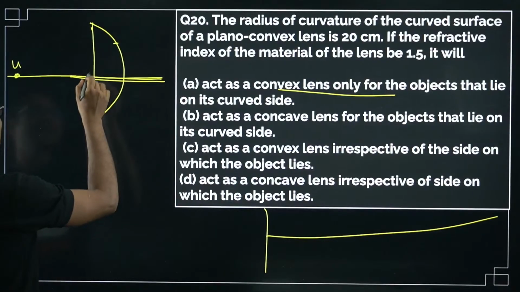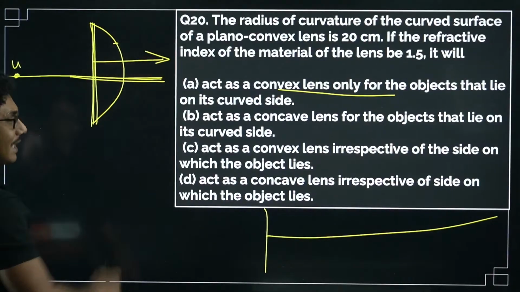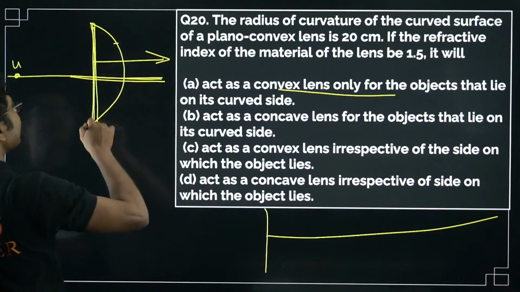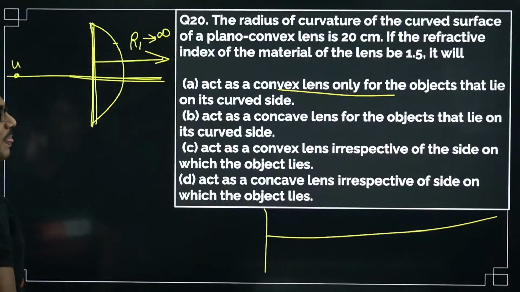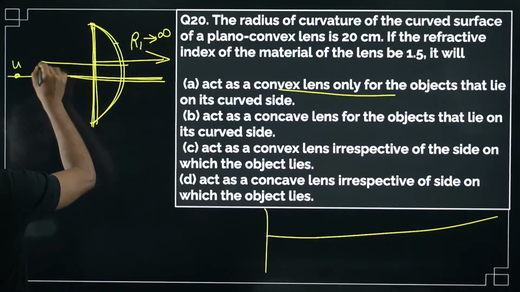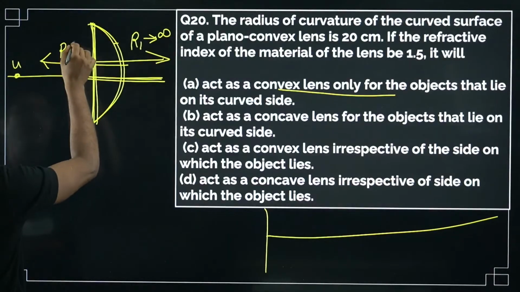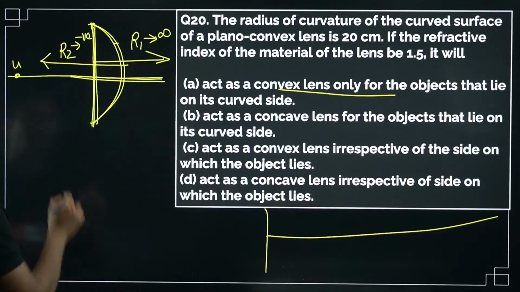Now in this case, R1 is this, because this is the incident side surface. So incident surface means R1 is infinity. What is R2? R2 in this case is negative. R2 is negative. Now what is the focal length in this case?